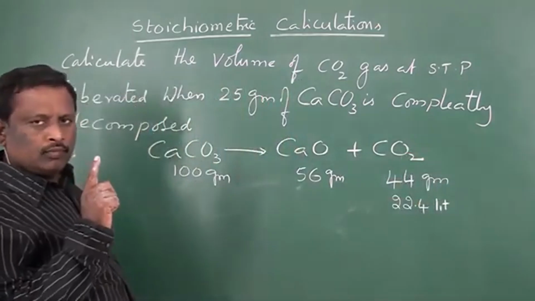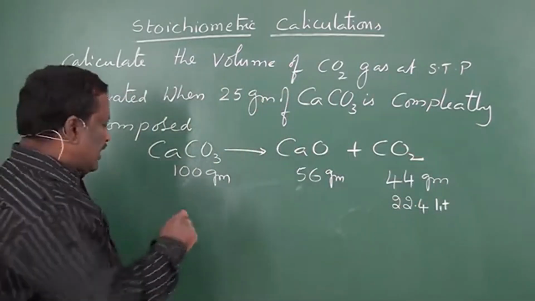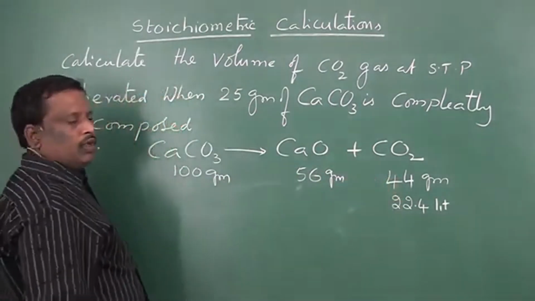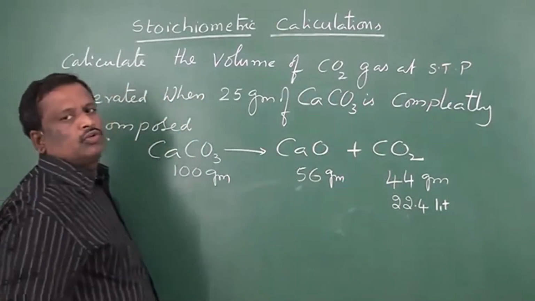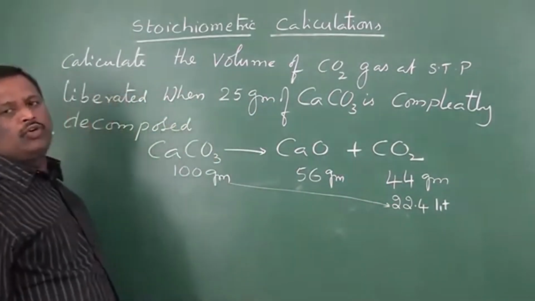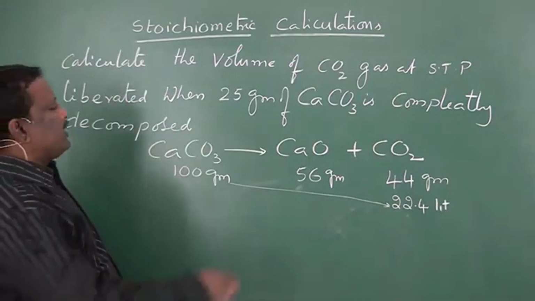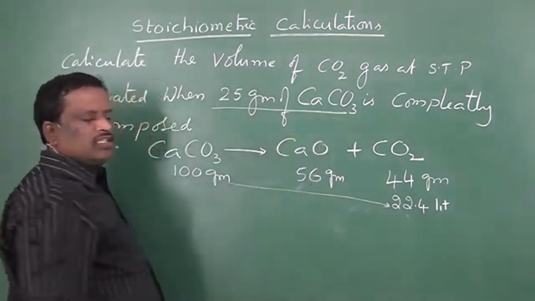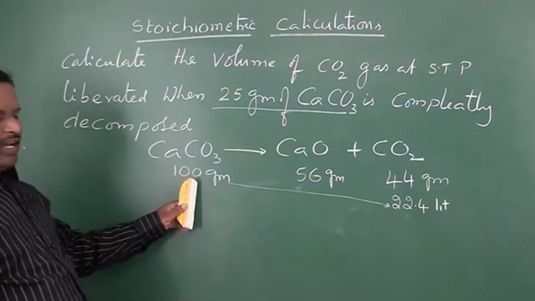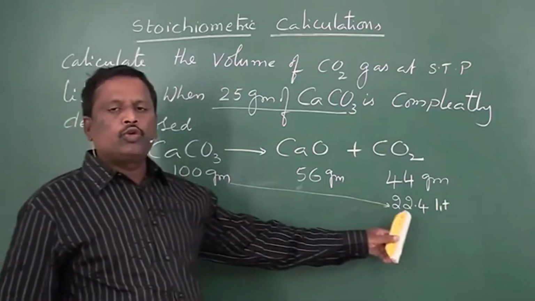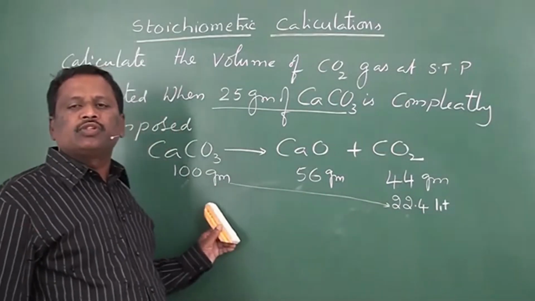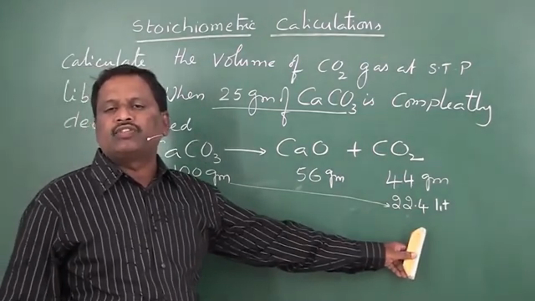Now how to compare this? 100 grams of CaCO3 give 44 grams of CO2, or 22.4 liters of CO2 at STP. So they are asking the same thing: what volume of CO2 is liberated in the complete decomposition of 25 grams of CaCO3? Here we have the relation, that 100 grams of CaCO3 liberates 22.4 liters of CO2.